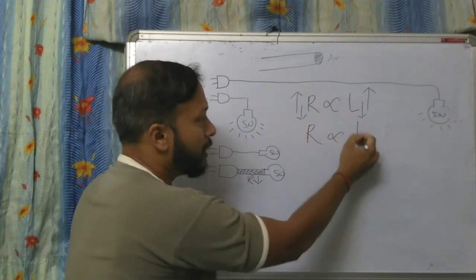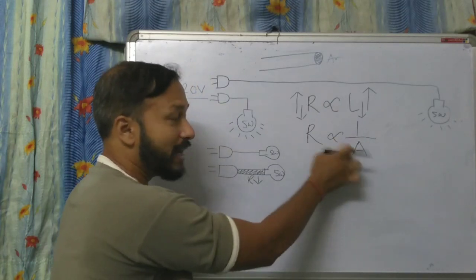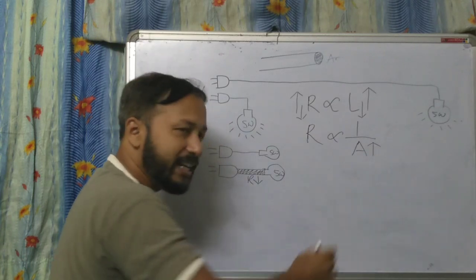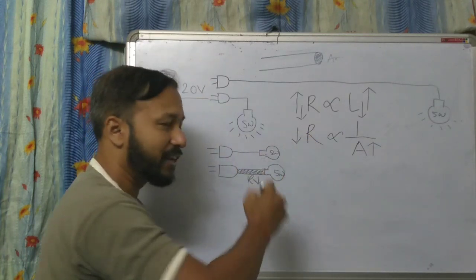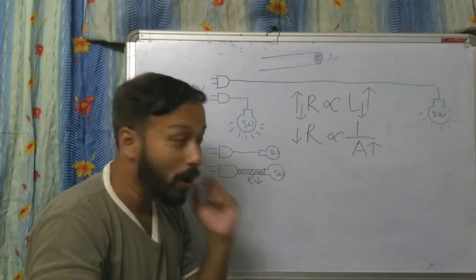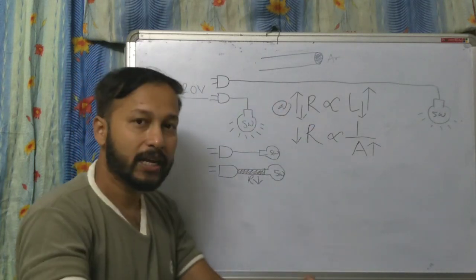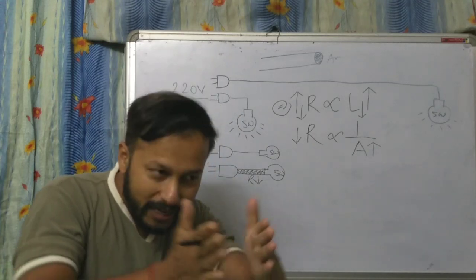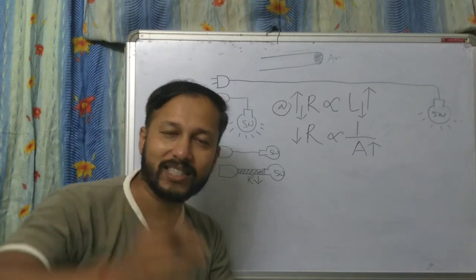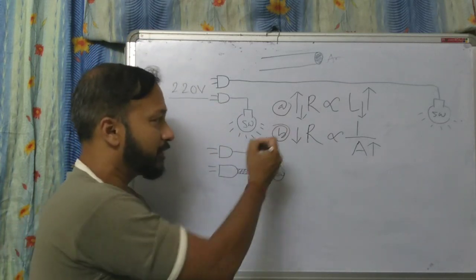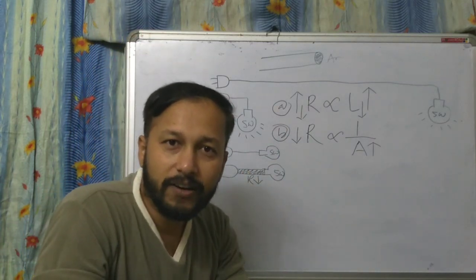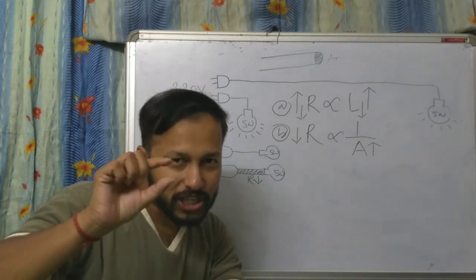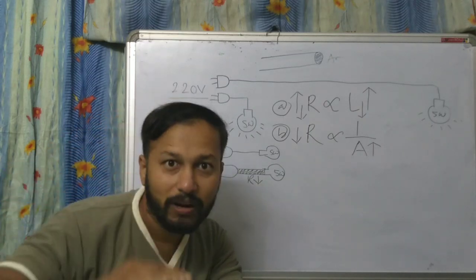Resistance is inversely proportional. That's why we are writing 1 by A. This means if you increase area, resistance will decrease. Understood? So, what we have seen? Number A: resistance is directly proportional to the length of the wire. If you increase the length, resistance will also increase. And in number B, we saw that resistance is inversely proportional to the cross-sectional area. Means if you increase the cross-sectional area, resistance will decrease.